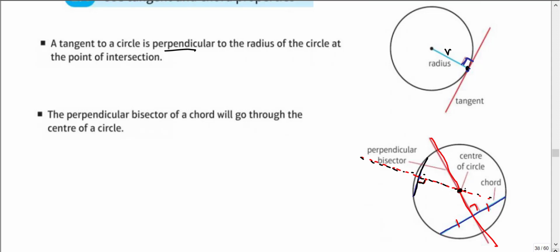So perpendicular bisectors always pass through what? The center of the circle. That's an important property. Are you following? So radius is always perpendicular to the tangent. Perpendicular bisectors of chords go through the center of the circle.